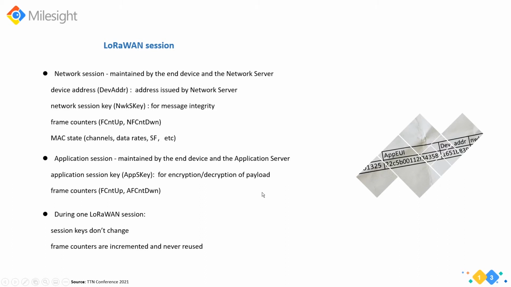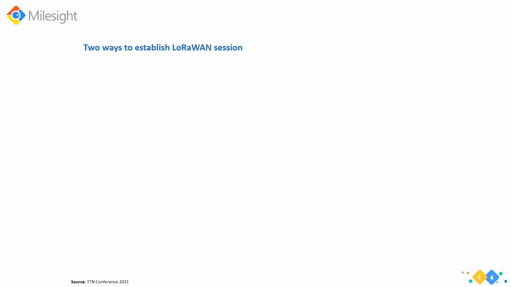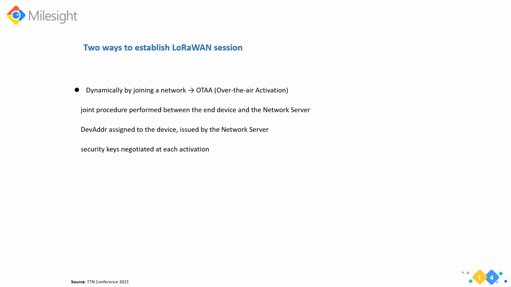The end device can reset the session, which means they can rejoin the network. That's the difference between the two activation modes. You can find there are two different ways for the end devices to join a network. I think we are all familiar with their names. First is OTAA. When an end device joins a network, that's called establishing a LoRaWAN session.